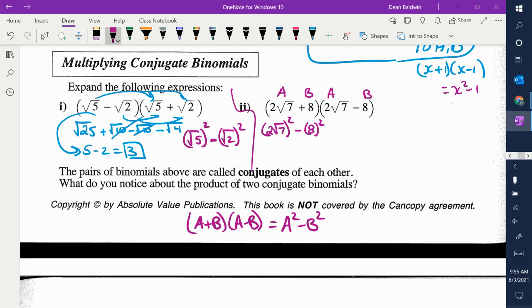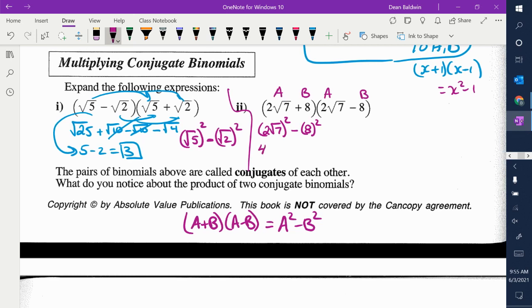So if I square the 2 root 7, you square each number. What's 2 squared? What's root 7 squared? Root 49, which is 7. What's 8 squared?